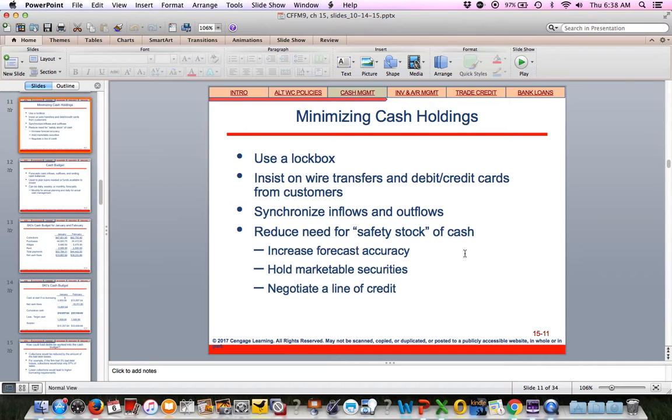And then reduce the need for safety stock of cash. And so safety stock is just, again, having that pile of cash just in case.